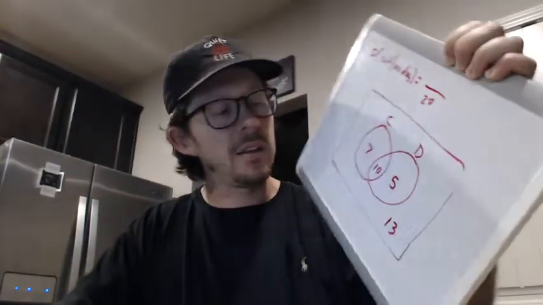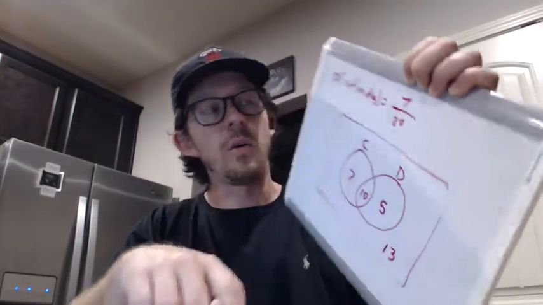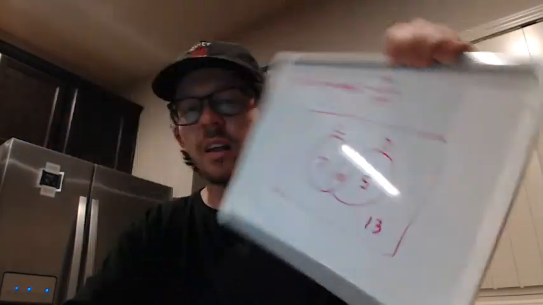Out of those 20 people, how many own cats? Well, the answer is 7, right? So cat, given you don't own a dog, would be 7 out of 20. And I promise you that other formula would work. Probability of cat and no dog over the probability of no dog would equal 7 out of 20 as well.